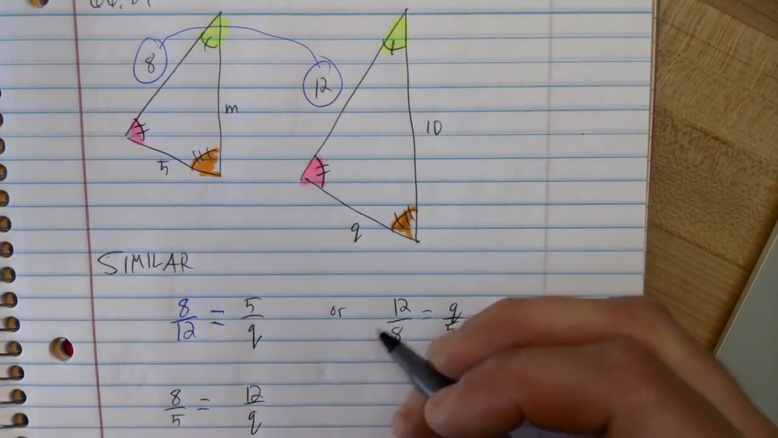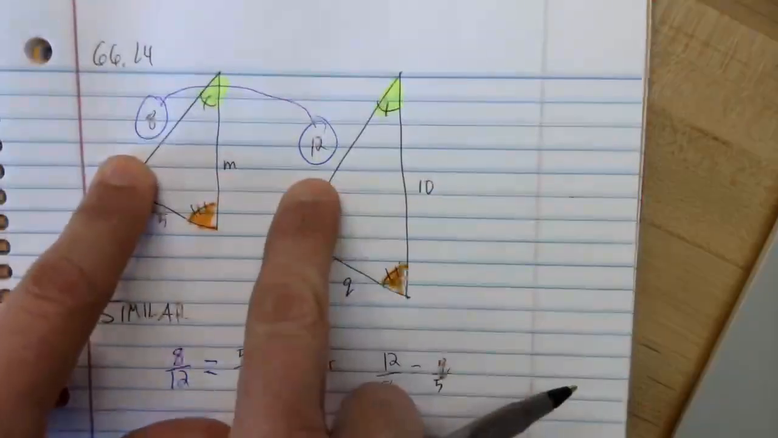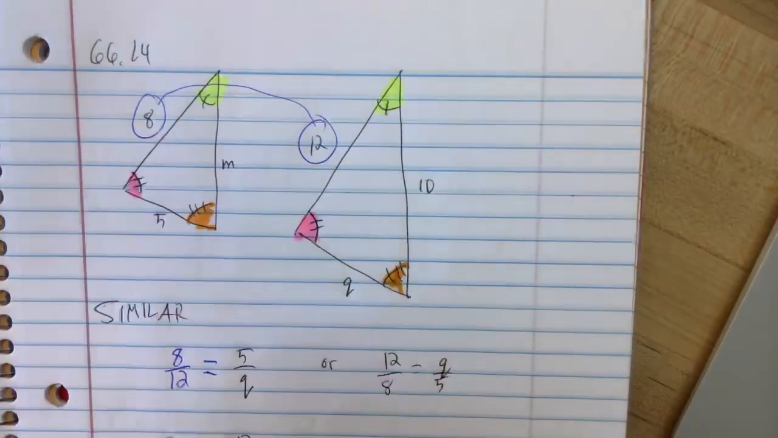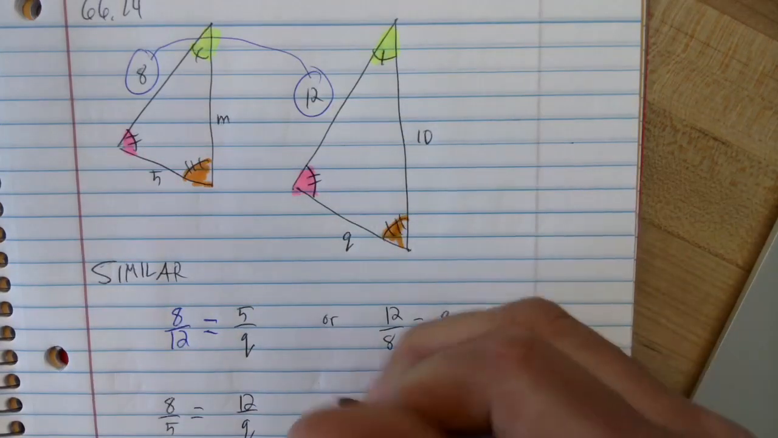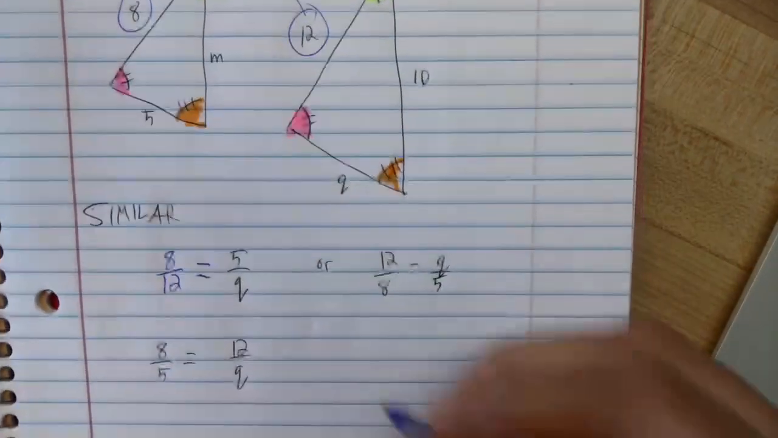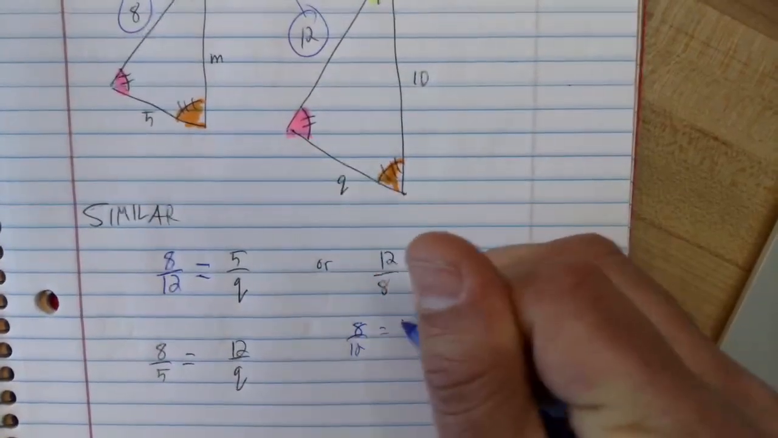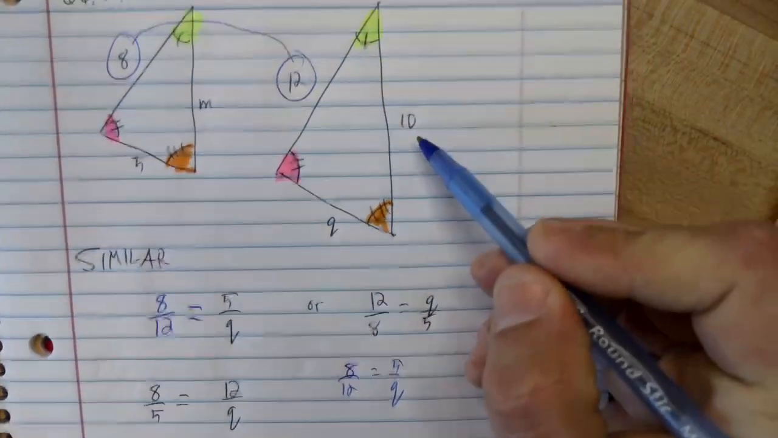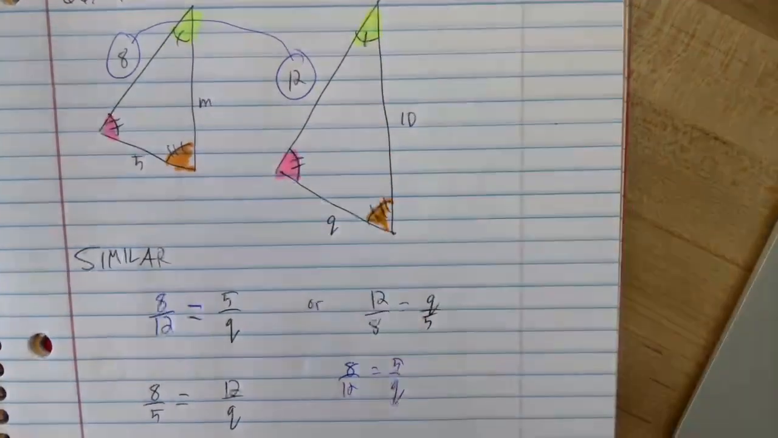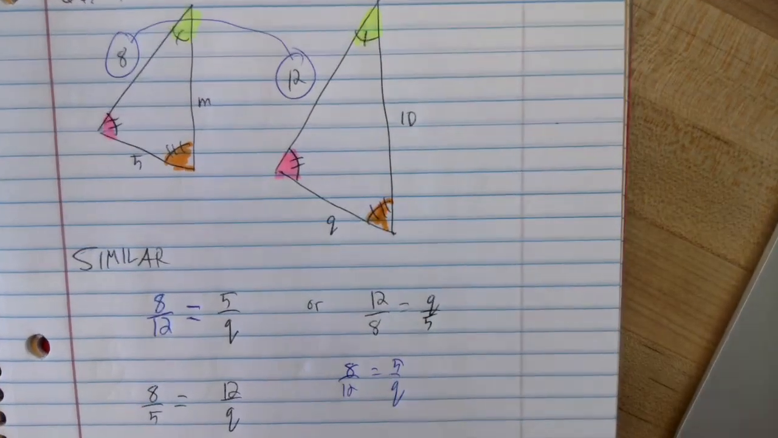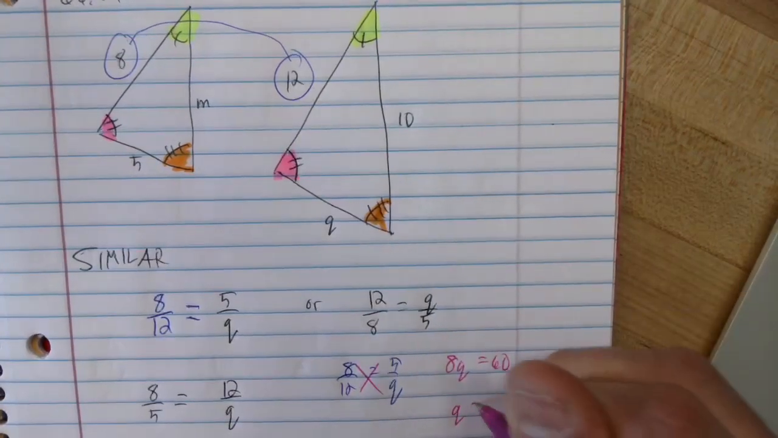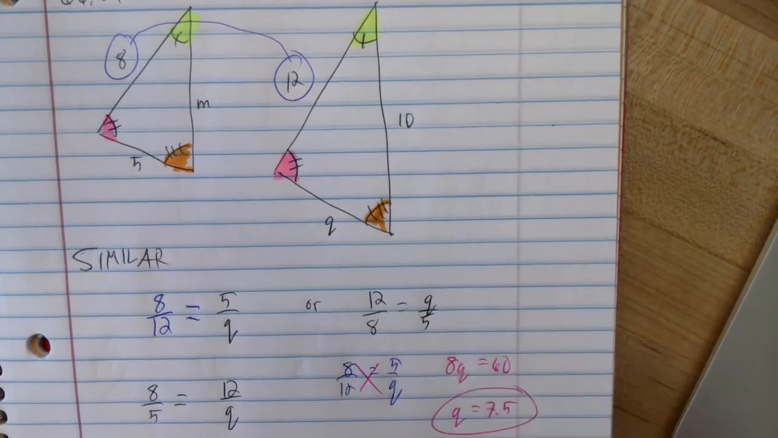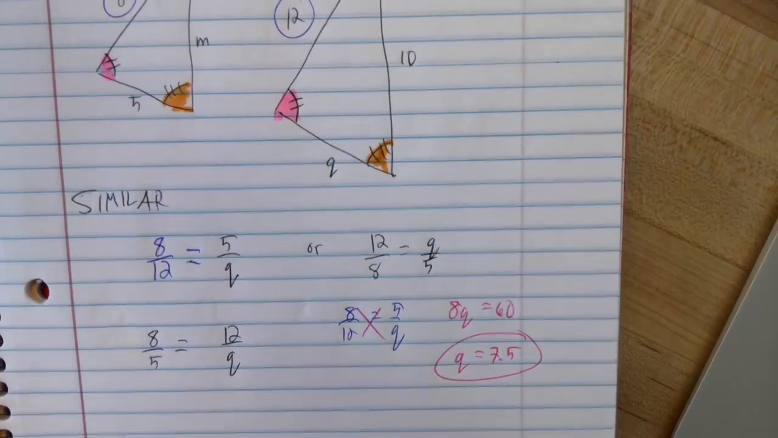All right. But all that to say this. This is the way that I like to do it, but you can do it either one, as long as you stay consistent with your order. So, if I solve this problem from this one, 8 over 12 equals 5 over Q. We're going to save M and 10 for later. Cross multiply, I'm going to get 8Q equals 60, so Q equals 7.5. Okay?